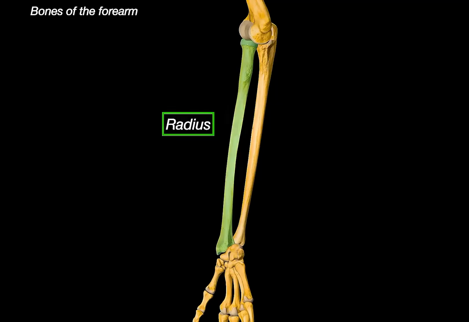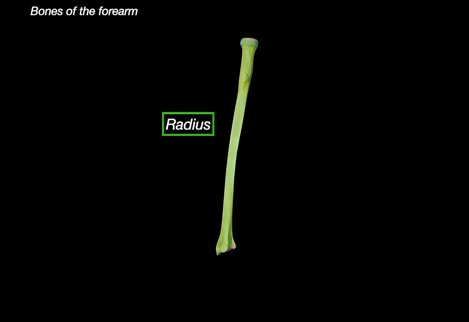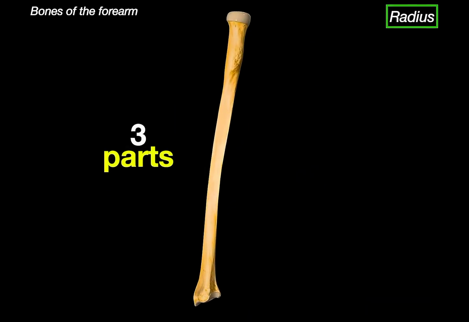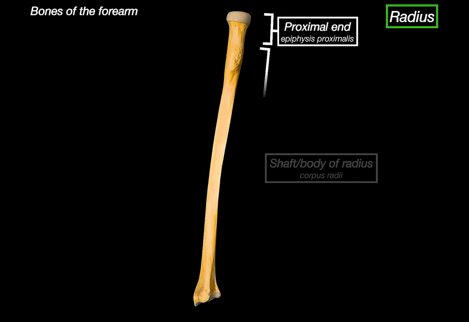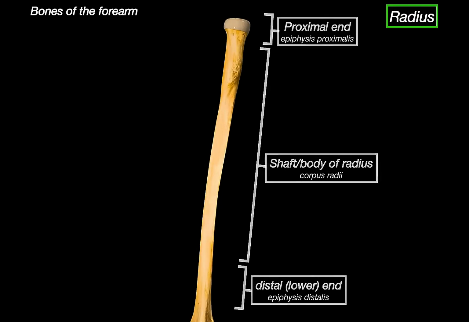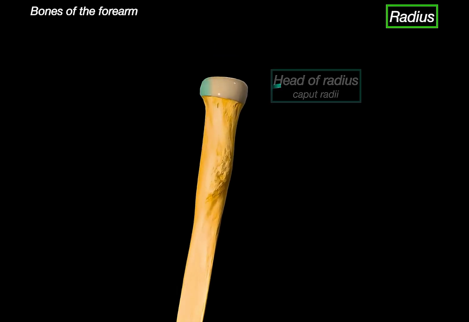The radius is the forearm bone located on the same side as the thumb. Like most long bones, it can be divided into three main sections: the proximal end, the shaft (body), and the distal end. Proximal end of the radius.